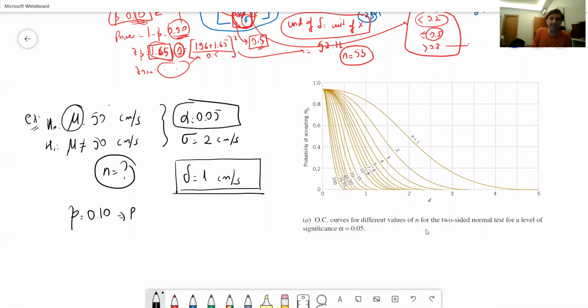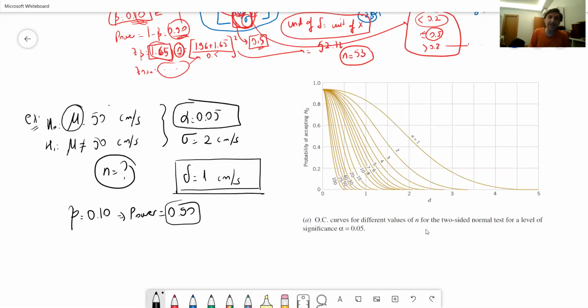So for this case, the power of this test is going to be 0.90, which I repeat would mean in 90% of the cases, in 90% of the samples that we are going to take from this population, with at least 1 centimeter per second deviation in mean value, we are going to determine that H0 is false.